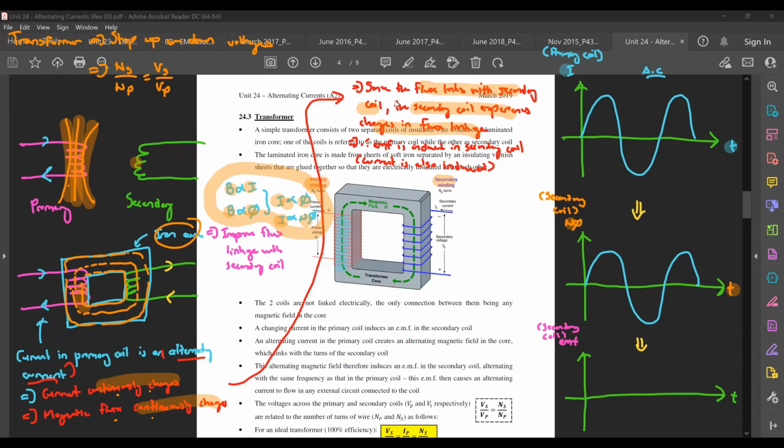Now we know that EMF is actually the rate of change of flux linkage, which is the gradient of your flux linkage time graph. So when we want to change your graph from flux linkage time to EMF time, you actually have to look at the graph gradient. Let's say I'm going to draw some imaginary lines here for you, like this.